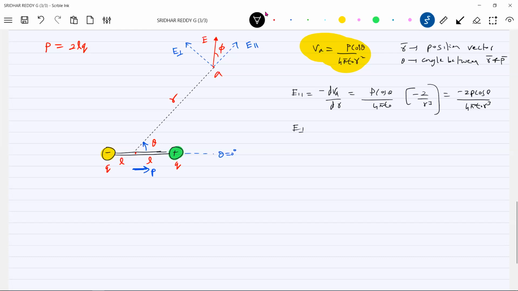So next, how to get E perpendicular? E perpendicular is given by 1 by R dV by d theta. Same thing. Differentiating this potential function with respect to theta, we'll get this E perpendicular. So this will become minus 1 by R. Differentiation of this will be minus P sine theta by 4 pi epsilon naught R square. So this will become just 1 by R, no, it is.